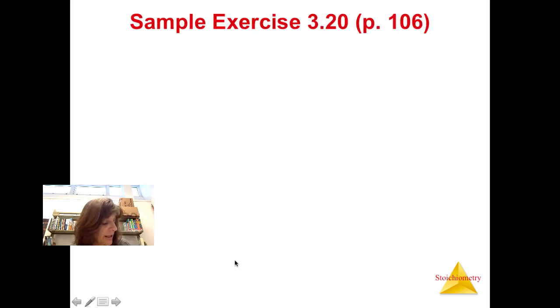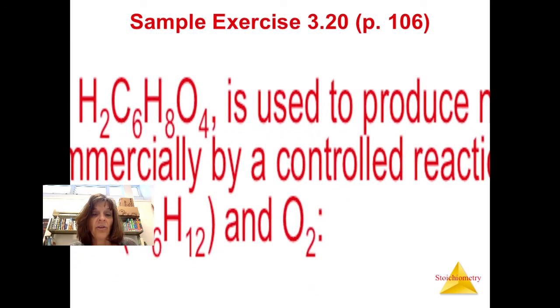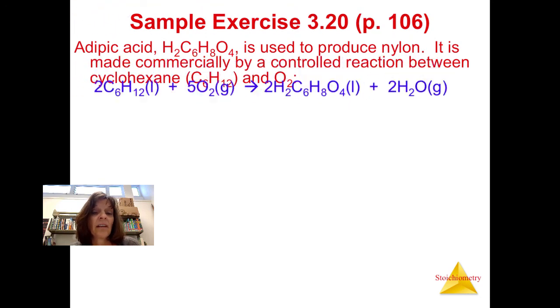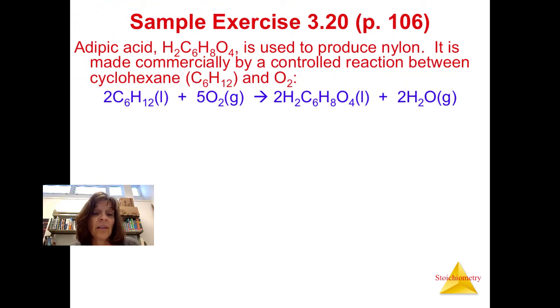Now you have some sample exercises in your book that you can try. I'm going to go through these and show you the answers so that you have them, but I want you to try them on your own. So adipic acid is used to produce nylon. It's made commercially by a controlled reaction between cyclohexane and oxygen. So here's the reaction.